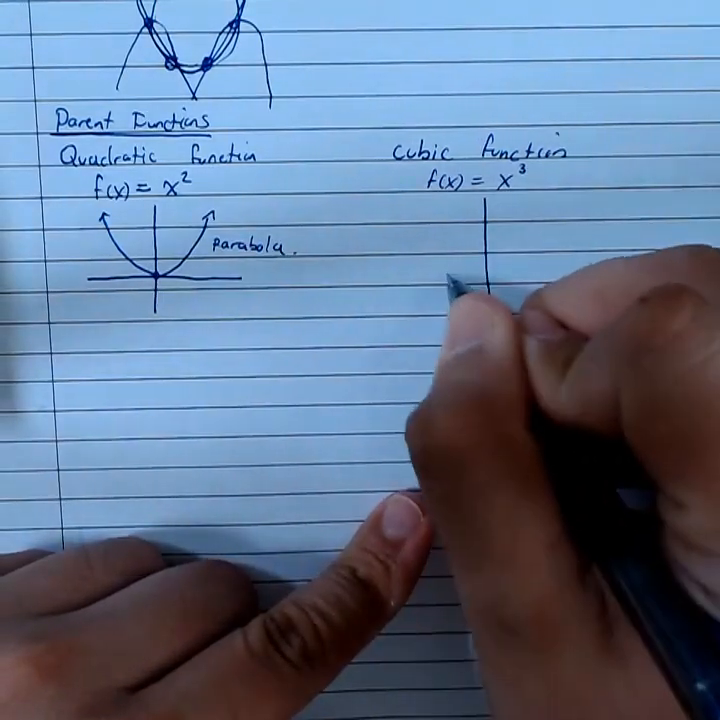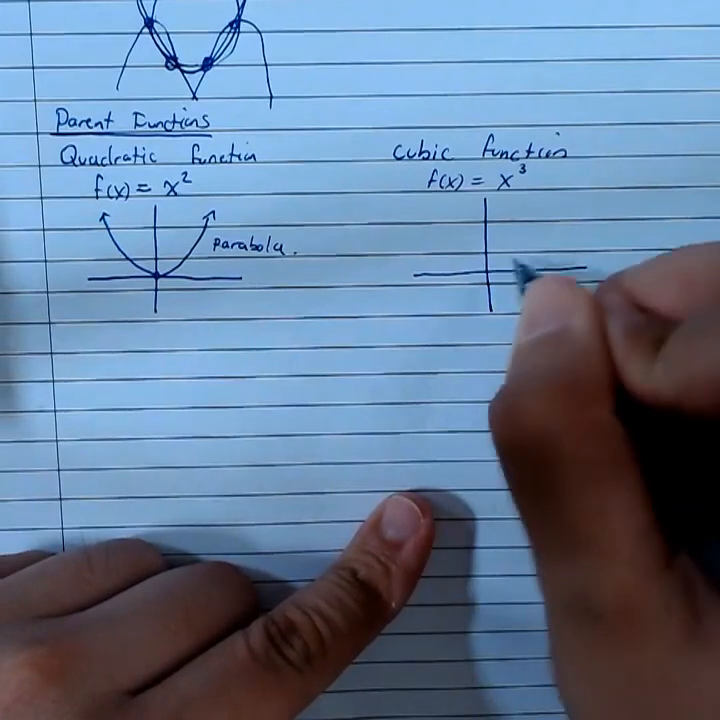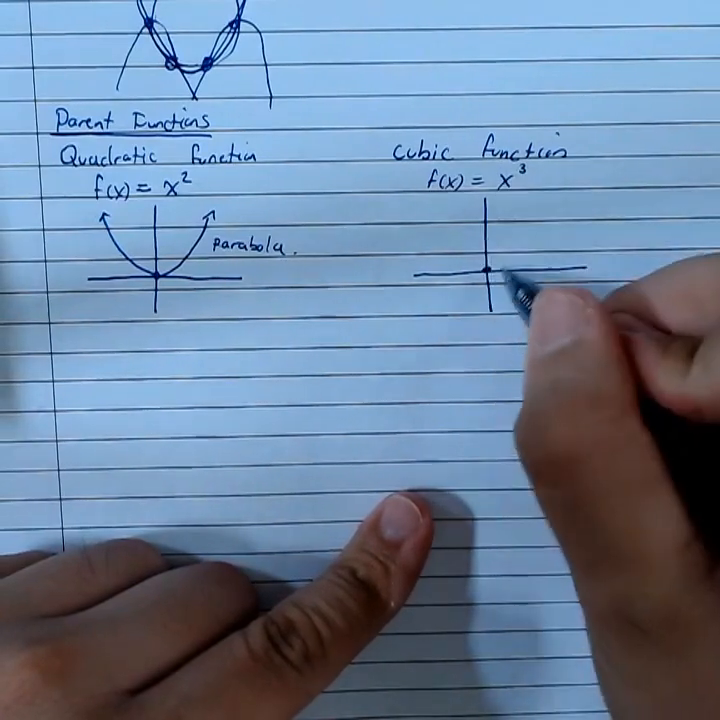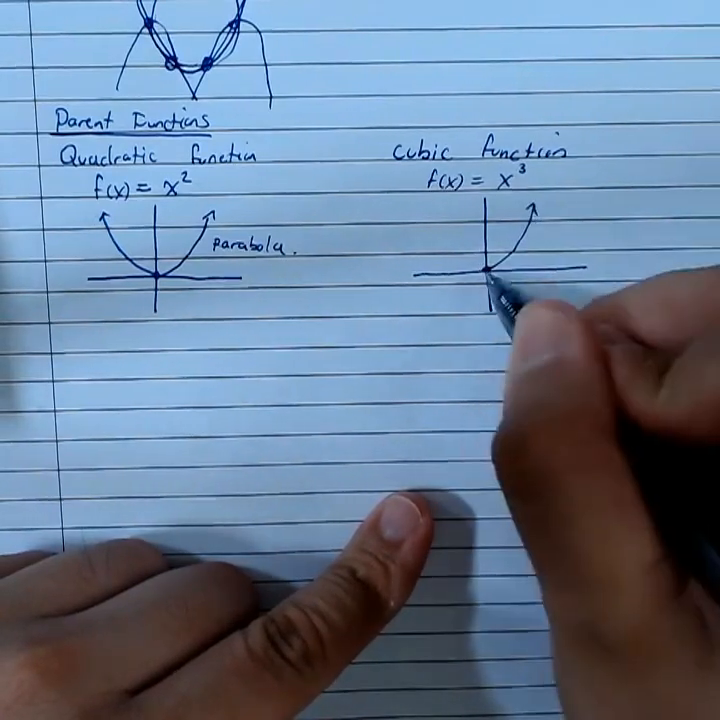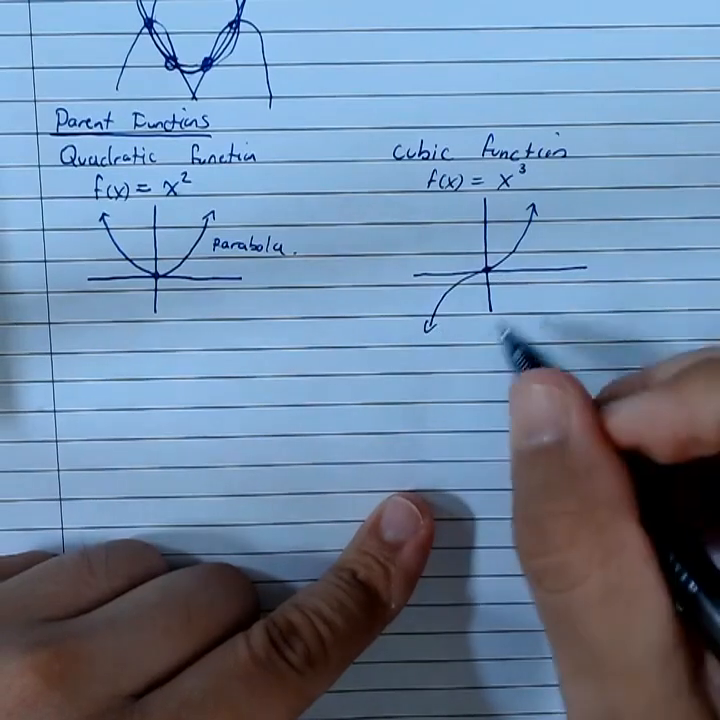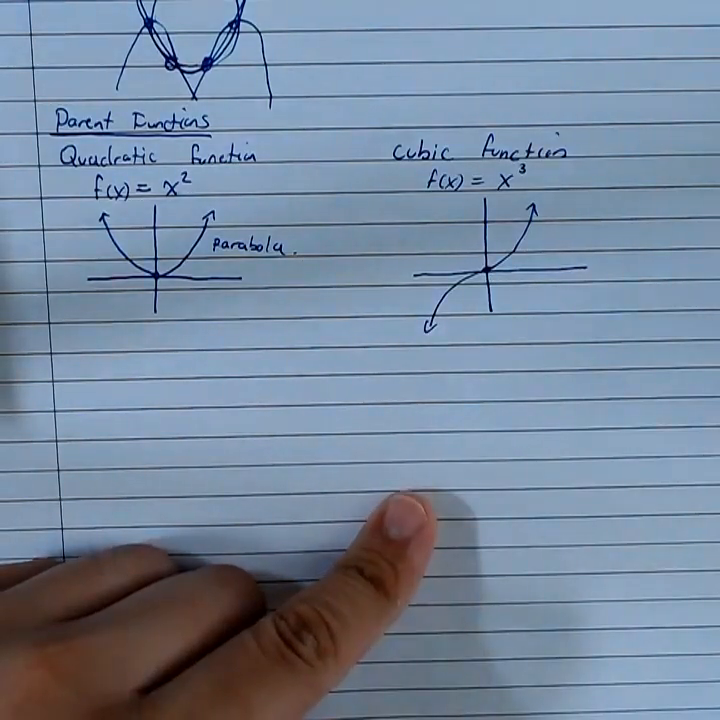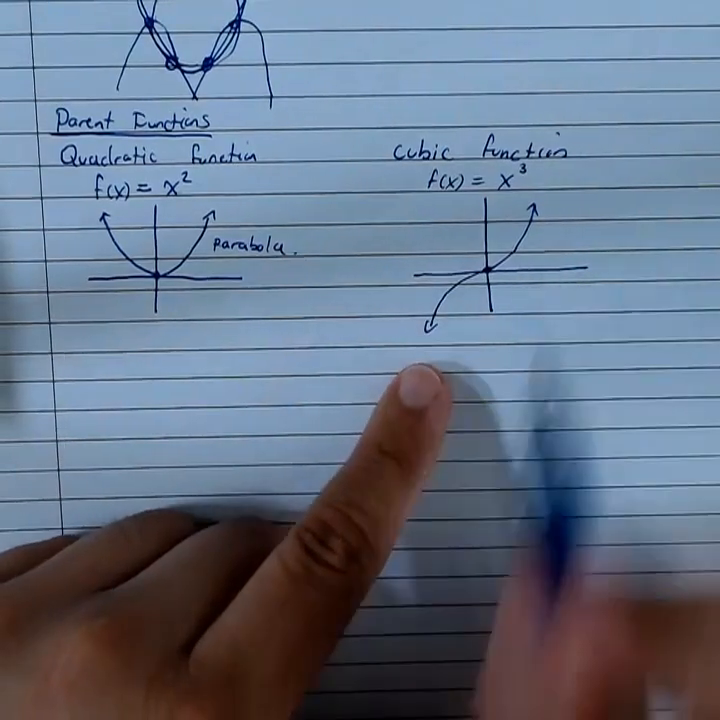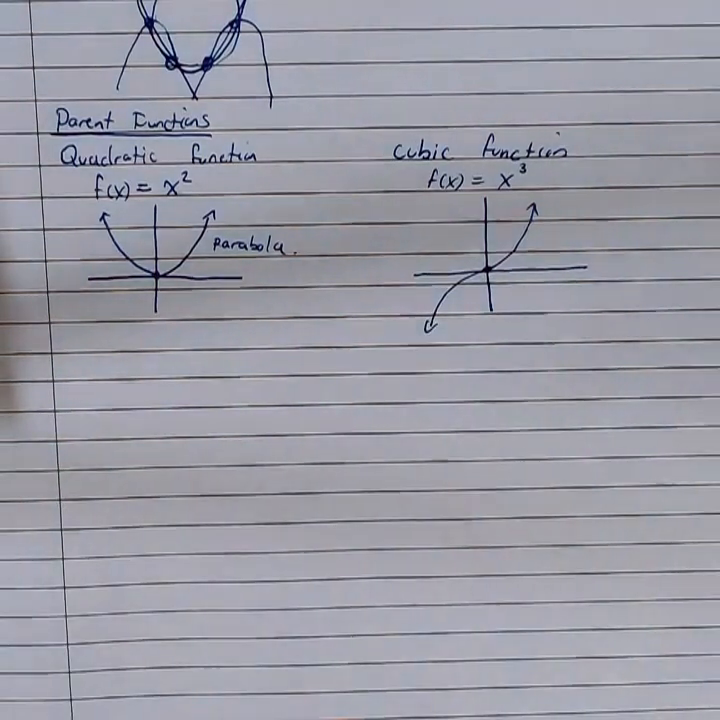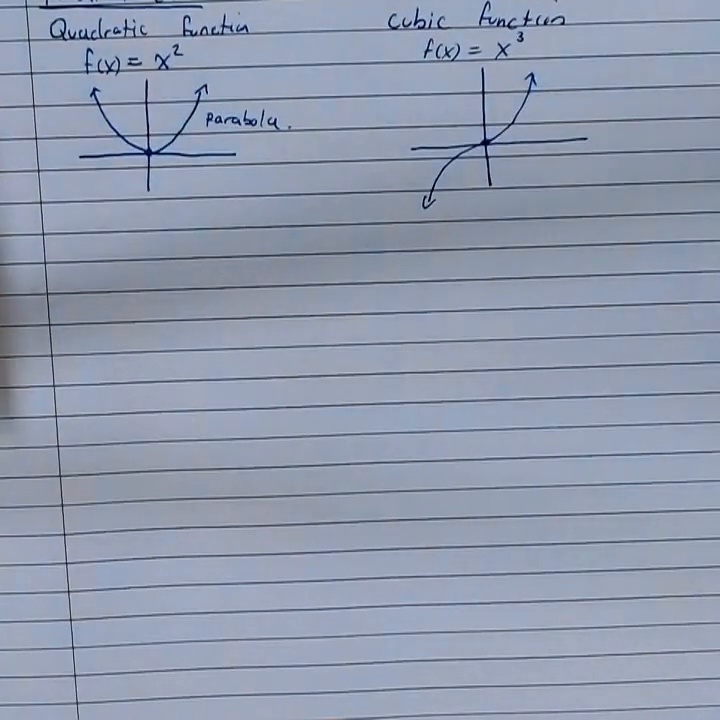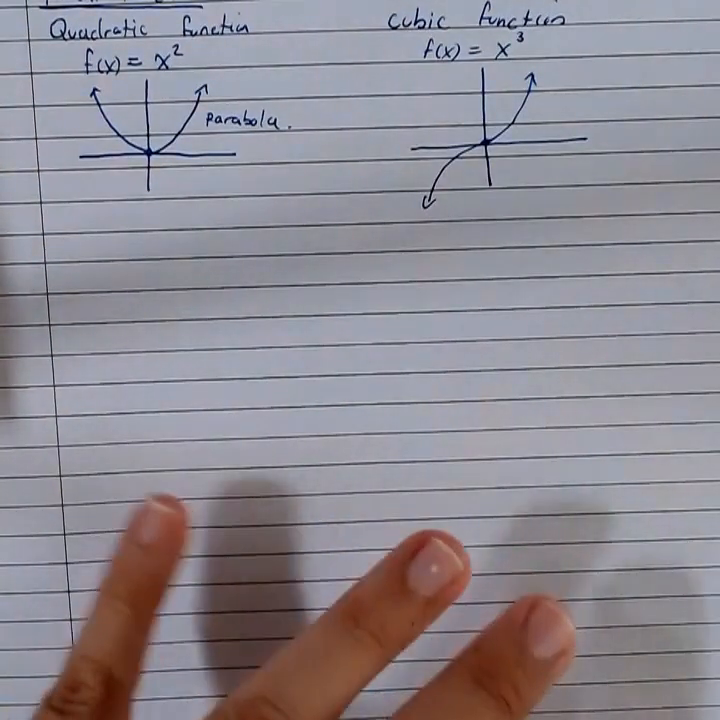So here, a cubic function. Anytime you have a cubic function, it's going to look like this. And it'll be this object, and it'll be modified in some way, but basically, it'll look like that. Okay? Aside from the quadratic and the cubic, we're going to have the root functions.